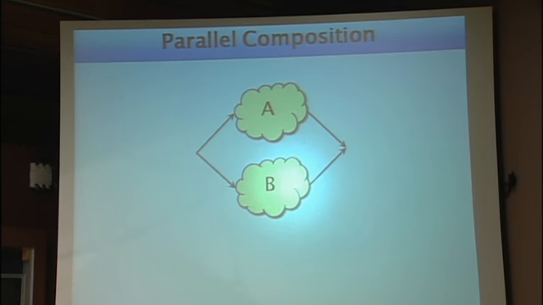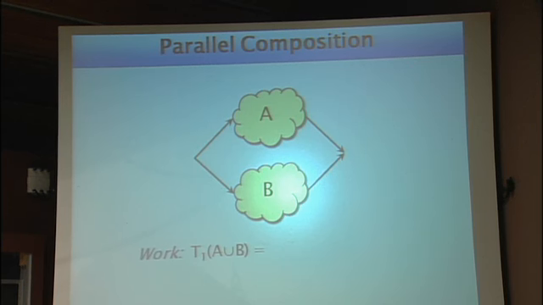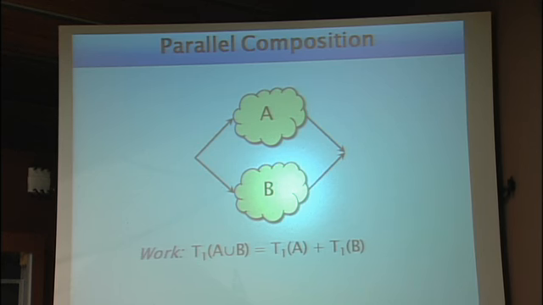Okay, but now let's look at parallel composition. So now suppose that I can execute these two things in parallel. What happens to the work? Yeah, it just adds, just as before. So the work always adds. The work is easy because it's additive. What happens to the span?